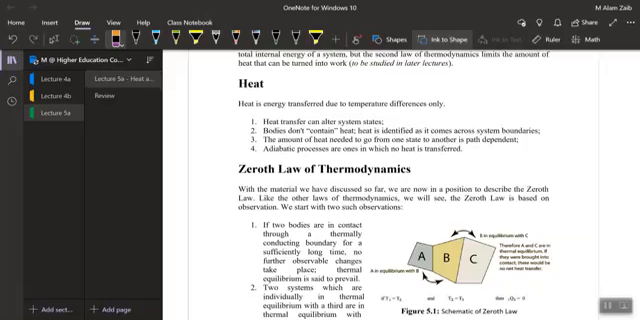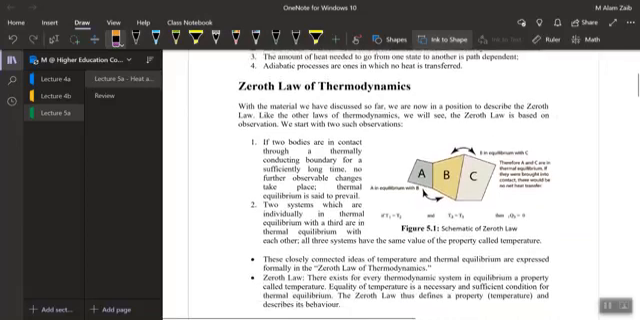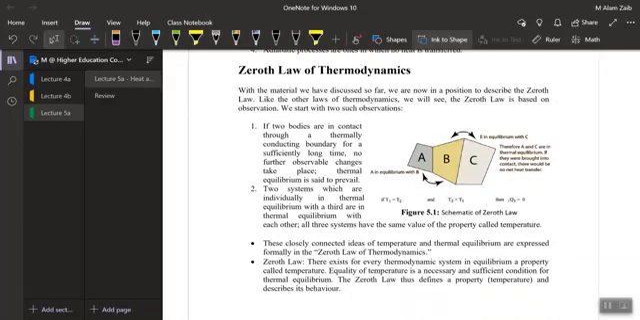So before going to the next topic of work, let's have another idea, and that idea is another law, the Zeroth Law of thermodynamics. The laws of thermodynamics are based on some observation, and that observation leads to something that is always true, I would say. So with the material we have discussed so far, let's discuss the Zeroth Law of thermodynamics itself.